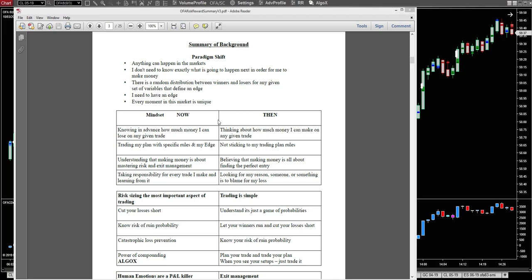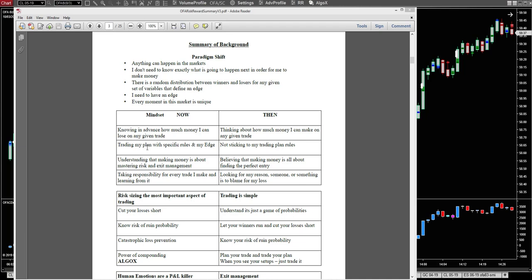So in considering this paradigm shift of what we're talking about here with risk to reward, the risk of ruin tables, if we now go to the left column, we can see here now that I know in advance how much money I can lose on any given trade. Now this can only happen obviously if on every trade you're risk sizing, so you know your risk and you know your percentage of capital risk per trade and the risk of ruin in conjunction with your account.